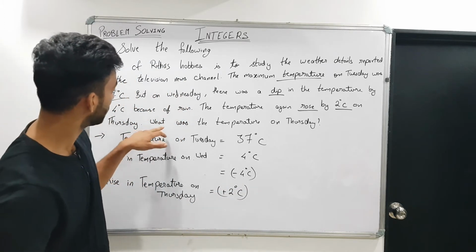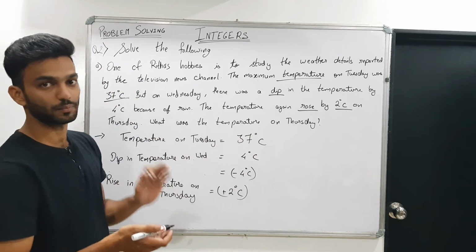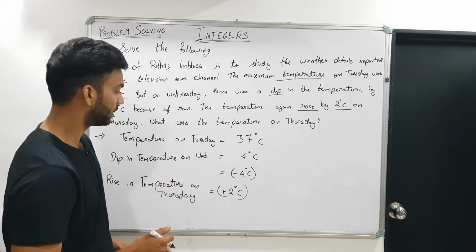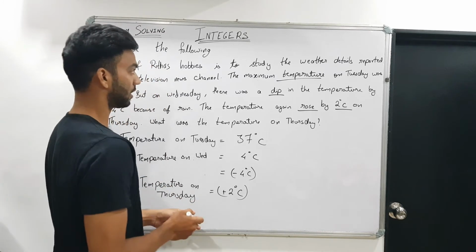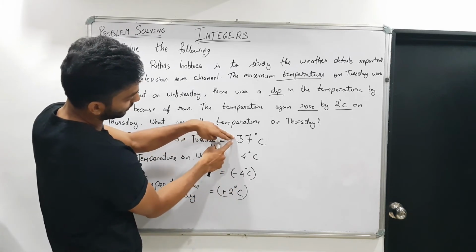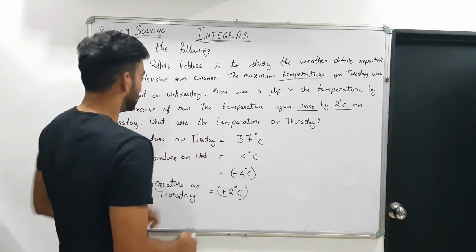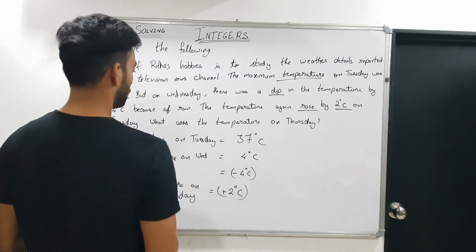What we have to find here? What was the temperature on Thursday? Finally Thursday को क्या temperature था? That we have to find. So operation क्या होगा यहाँ पे? Operation is nothing but the relative, like from 37 first it has gone down by 4, then it has rose by 2. So that we have to do here.